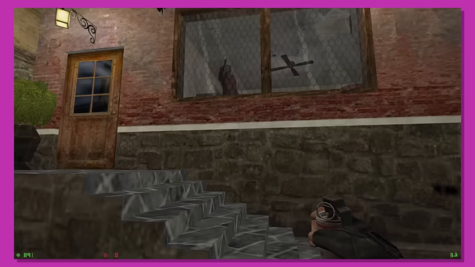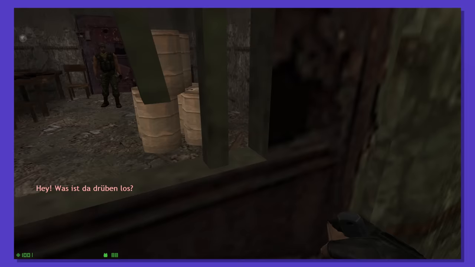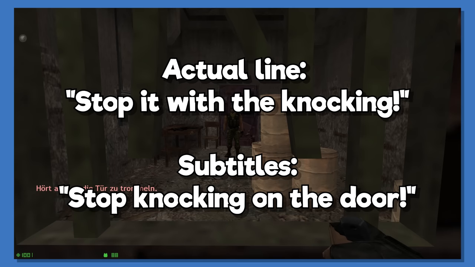Haltet sie auf! And at worst confusing, because they say something entirely different. Hört mit dem Klopfen auf! Ihr wollt wohl, dass ich reinkomme!